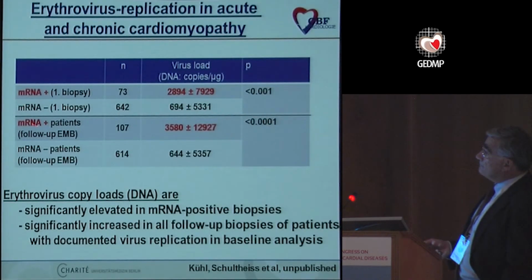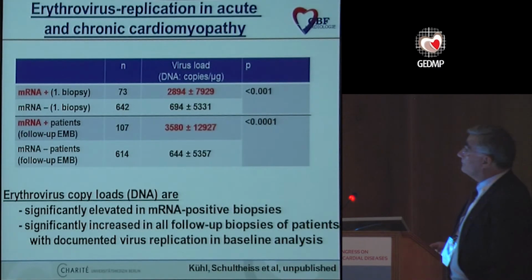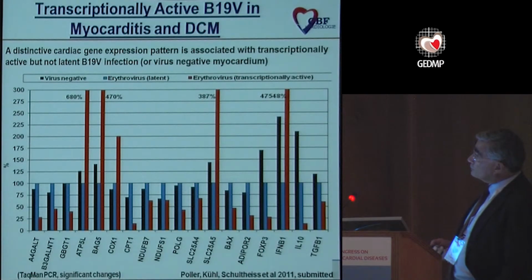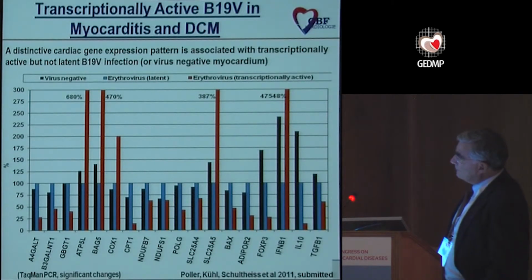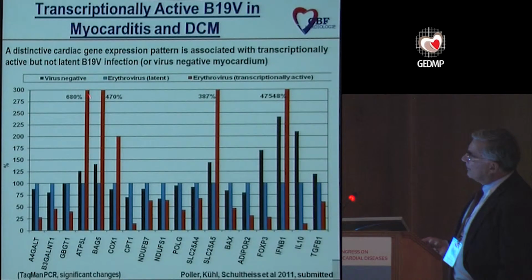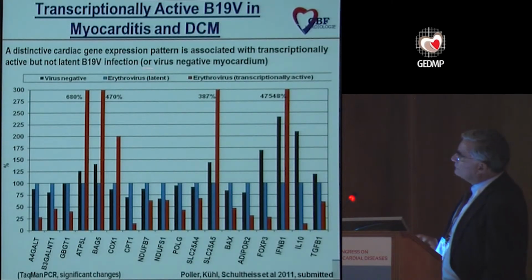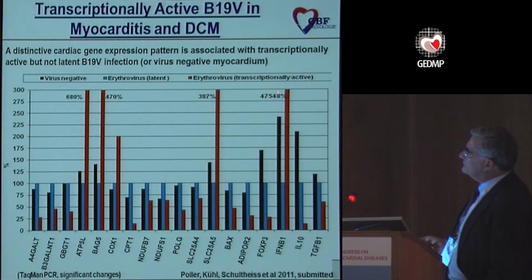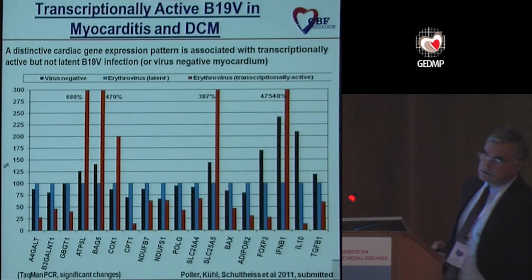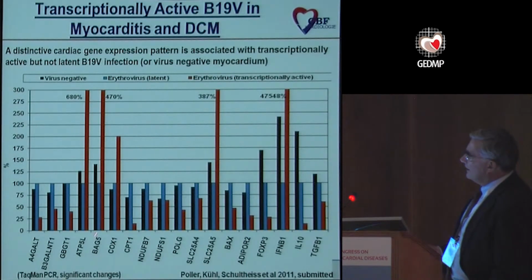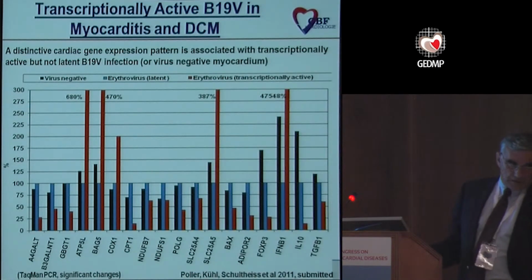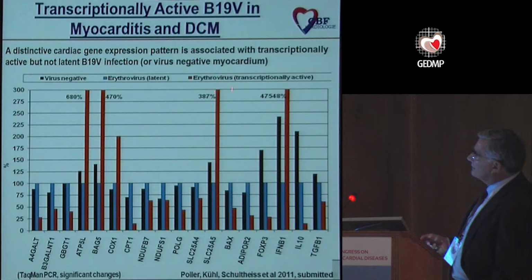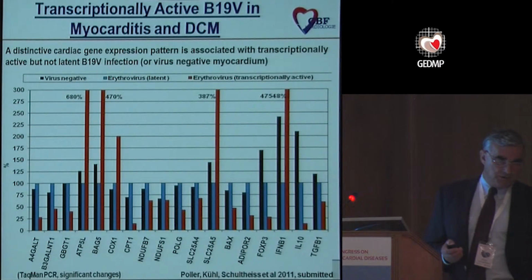So it looks like the messenger RNA, the active replication, is probably the main point for looking at the prognosis. Now we looked in these patients for transcription profiles in those myocardial biopsies, and here you can see with black virus negative patients, here you see erythrovirus positive patients, but no replication, and with the red you see messenger RNA positive. That means patients with active replication. And you can see that the expression profile is the same in those patients which are virus negative and those who have a latent viral infection but no active replication. But in those patients where you find messenger RNA, there's a dramatic change of the expression profile.